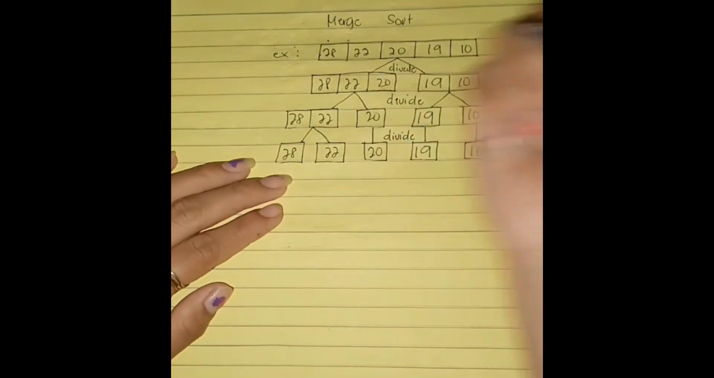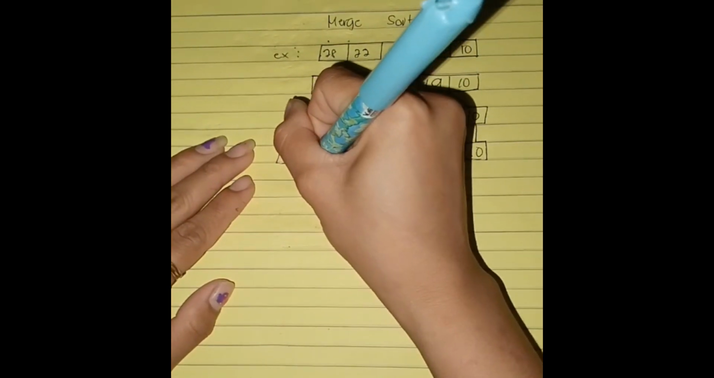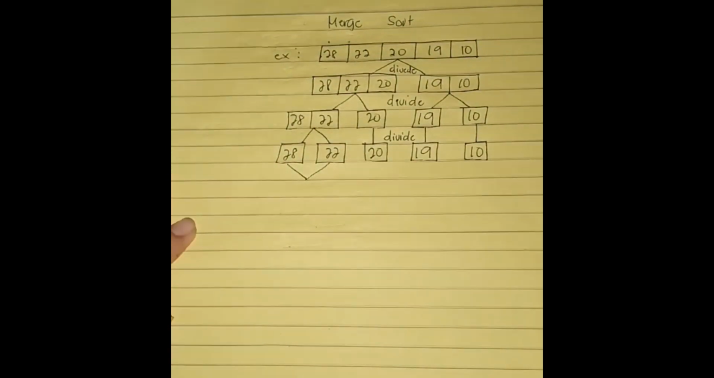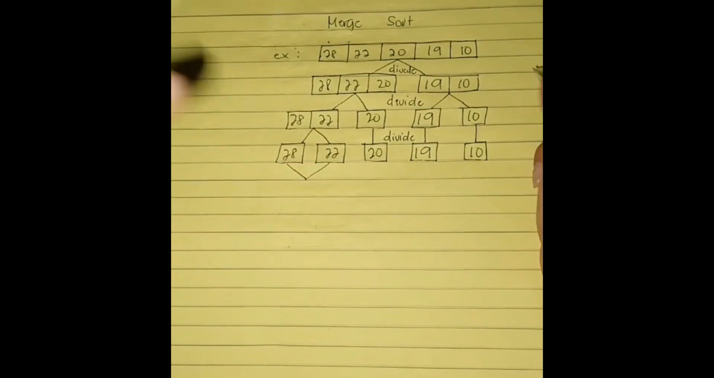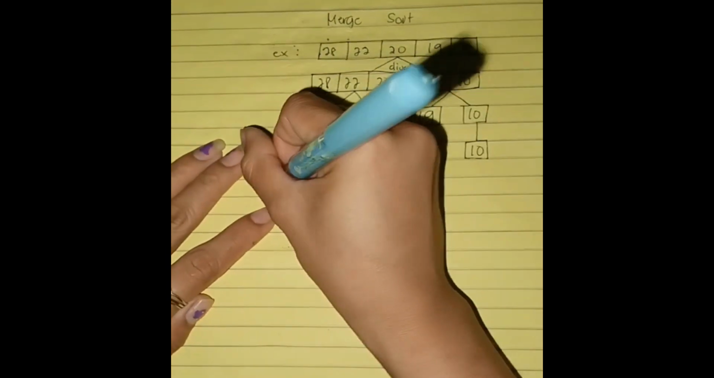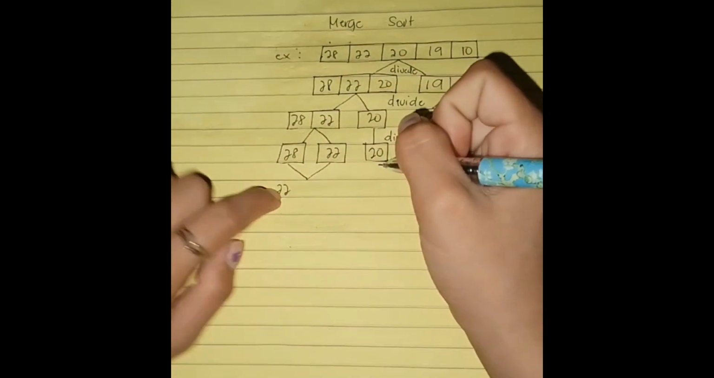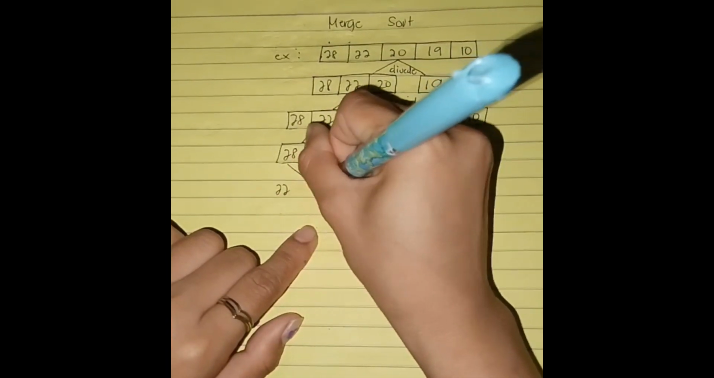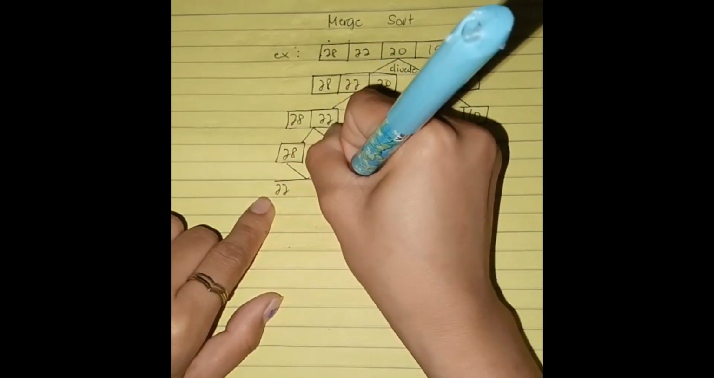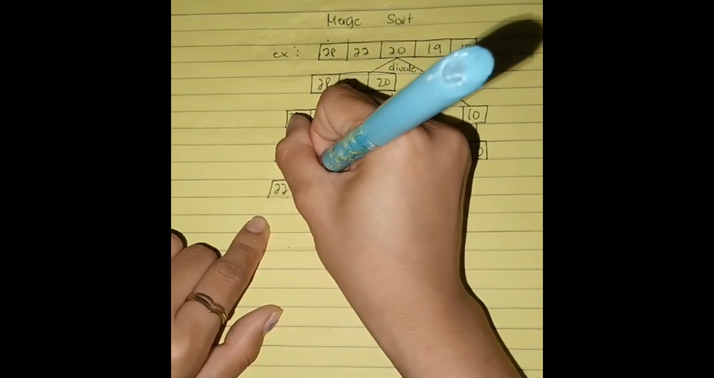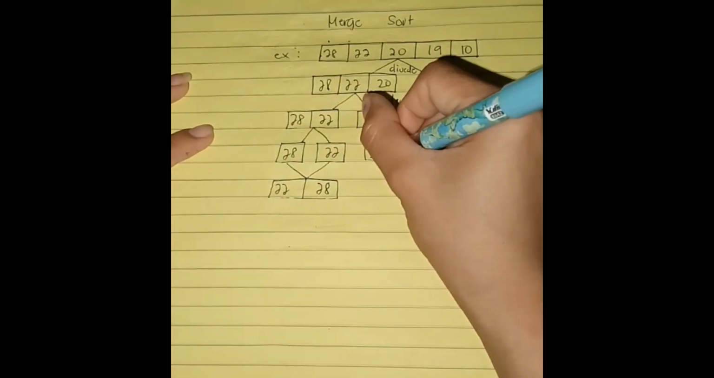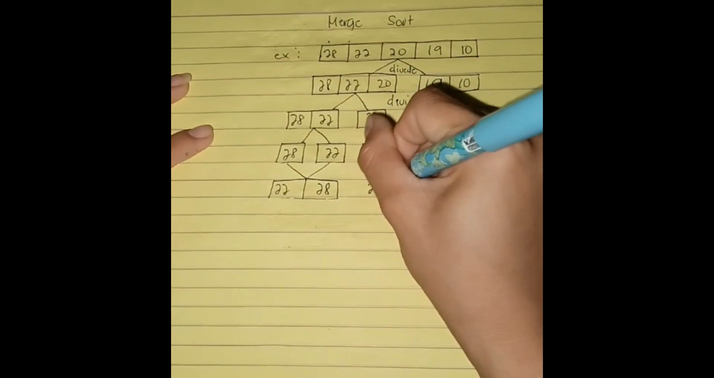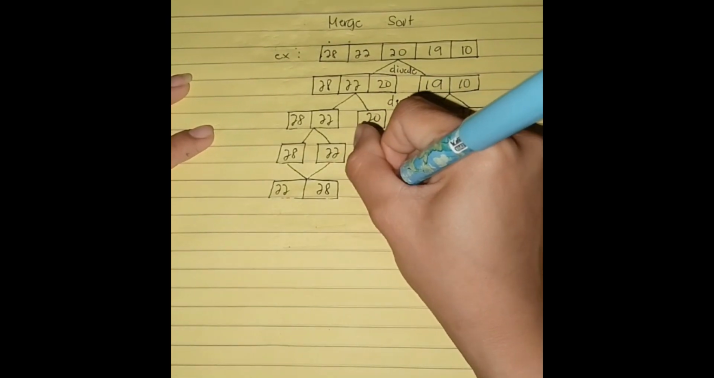I-conquer naman natin ang sa kabila, unahin natin dito. I-conquer natin ang 28 at 22. Pero pag conquer, dapat na sa tamang pwesto na. Dapat si 22 nandito kasi siya ang less than sa 28. Then ang 28, ilagay mo dito. Conquer na siya. Then, walang i-conquer ang 20, kaya bring down na natin ang 20.